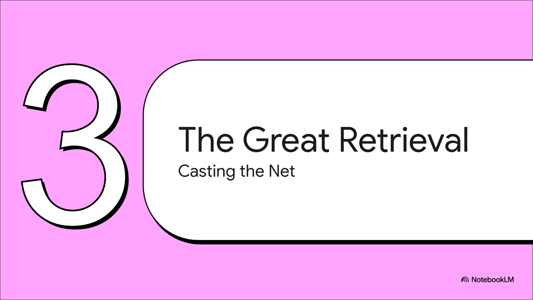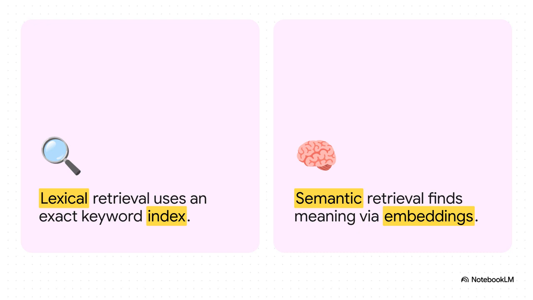Section 3, the great retrieval. Casting the net. We've got to pull thousands of relevant candidates out of those 100 billion documents instantly. To pull this off successfully, modern systems actually use a hybrid fusion of two totally different retrieval techniques. On one hand, we've got classic lexical retrieval. Think of this as your old-school exact keyword matching over an inverted index, using algorithms like BM25, super fast, very precise.